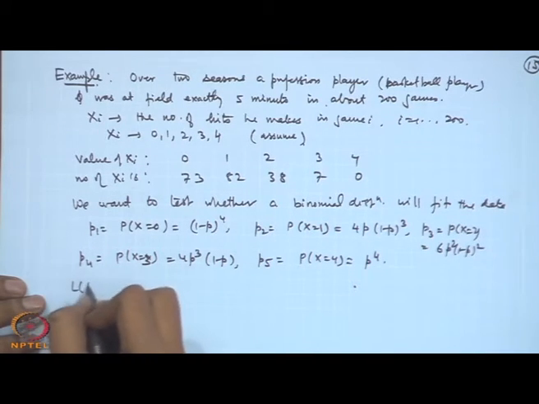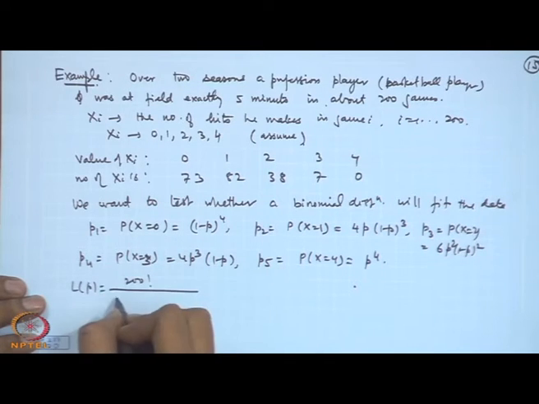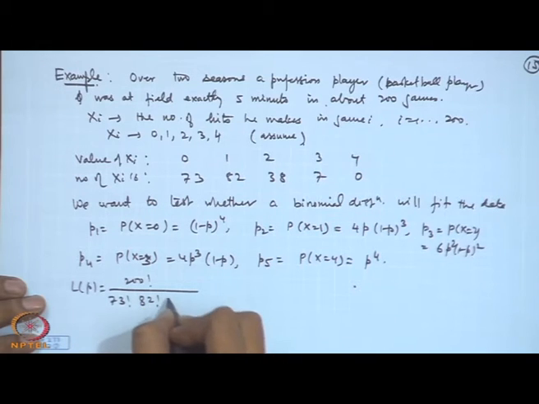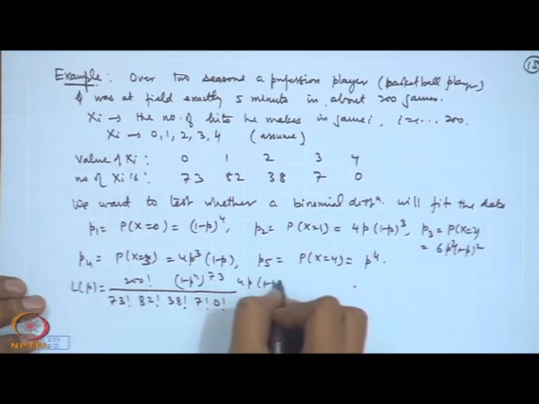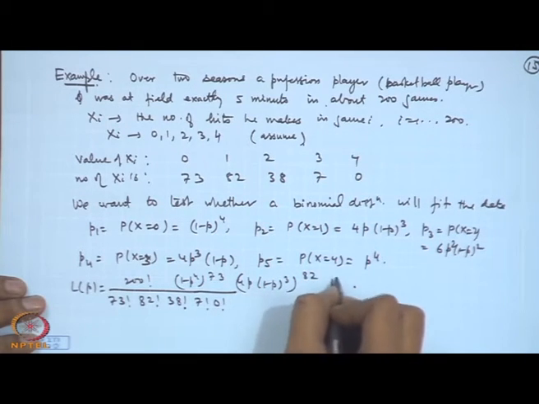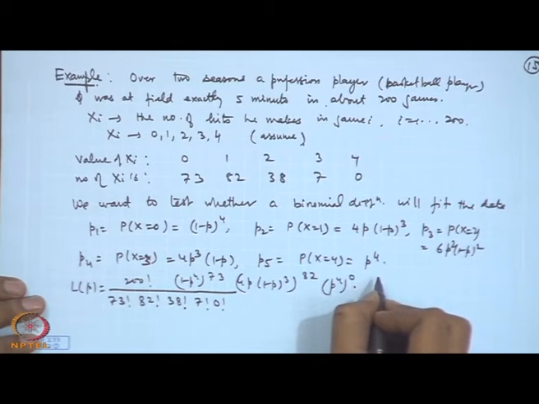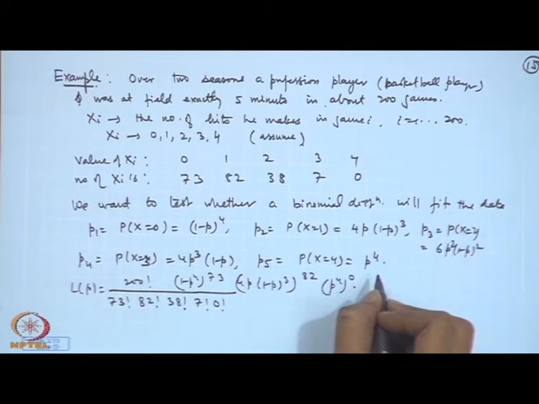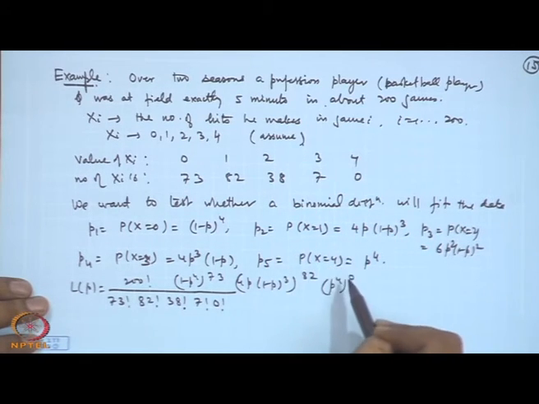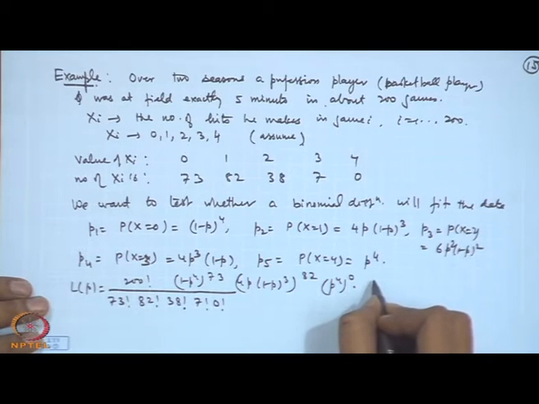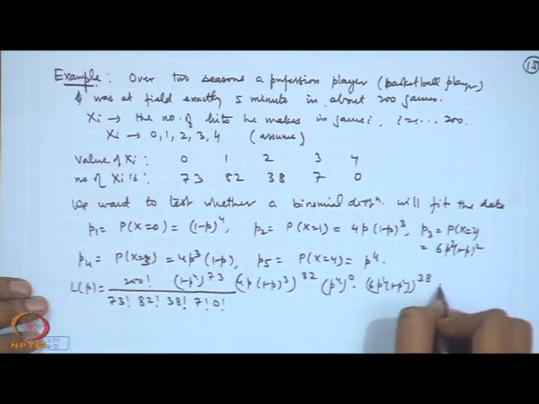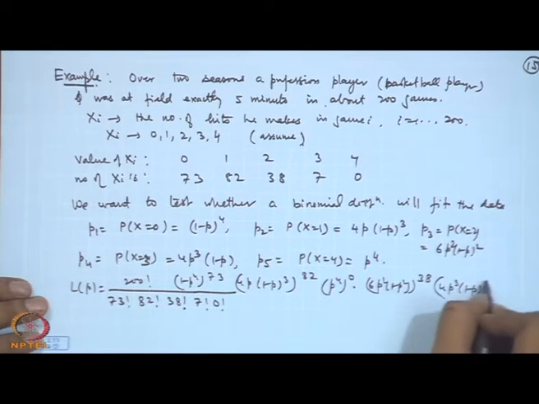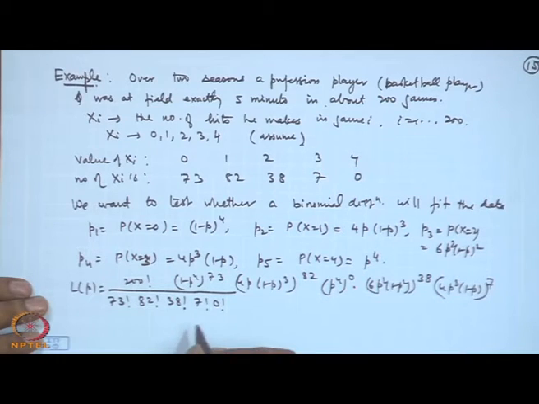So, we have the likelihood function, that is 200 factorial divided by 73 factorial, 82 factorial, 38 factorial, 7 factorial, 0 factorial, into 1 minus p to the power 4 to the power 73, 4 p into 1 minus p cube to the power 82, p to the power 4 to the power 0, into 6 p square into 1 minus p square to the power 38 into 4 p cube into 1 minus p to the power 7. So, this can be simplified.